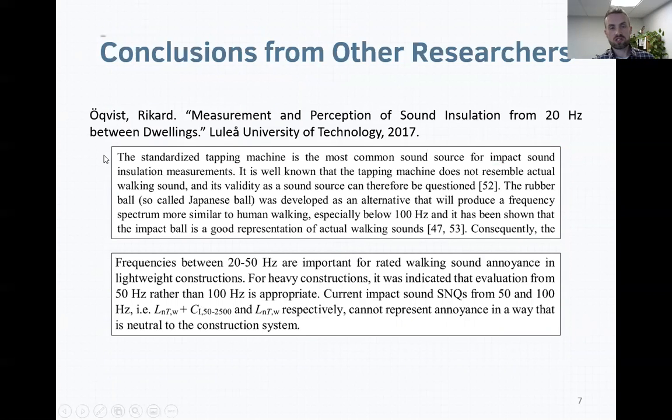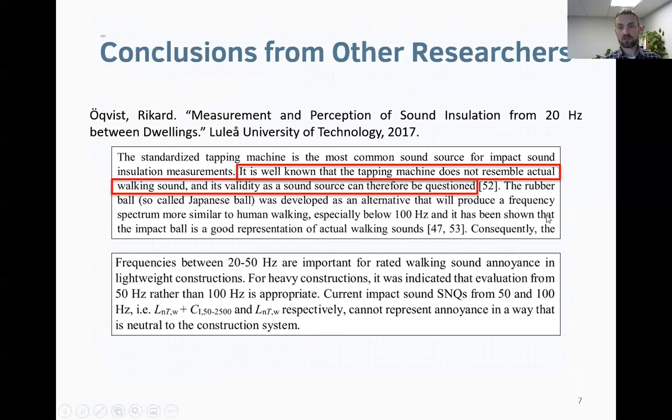This third researcher's report that we wanted to bring into this presentation is a doctoral dissertation done by Rikard Ökvist in Sweden. He was also looking at objective and subjective measures of low frequency impact noise in a multifamily type building. He says the standard tapping machine is the most common sound source for impact sound insulation measurements. Very true. It is well known that the tapping machine does not resemble actual walking sound, and its validity as a source can therefore be questioned.